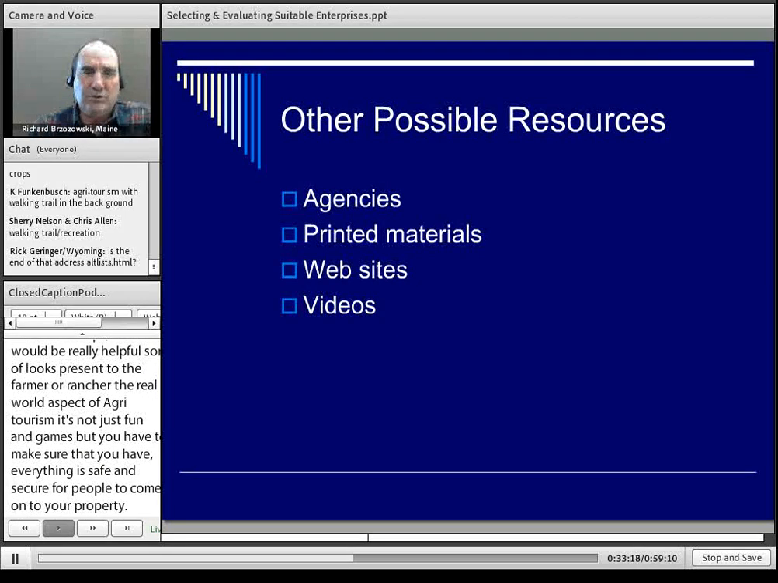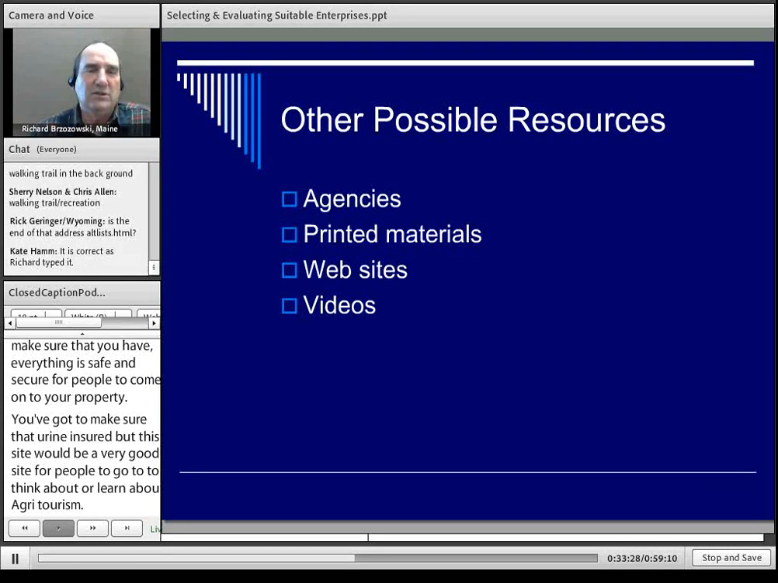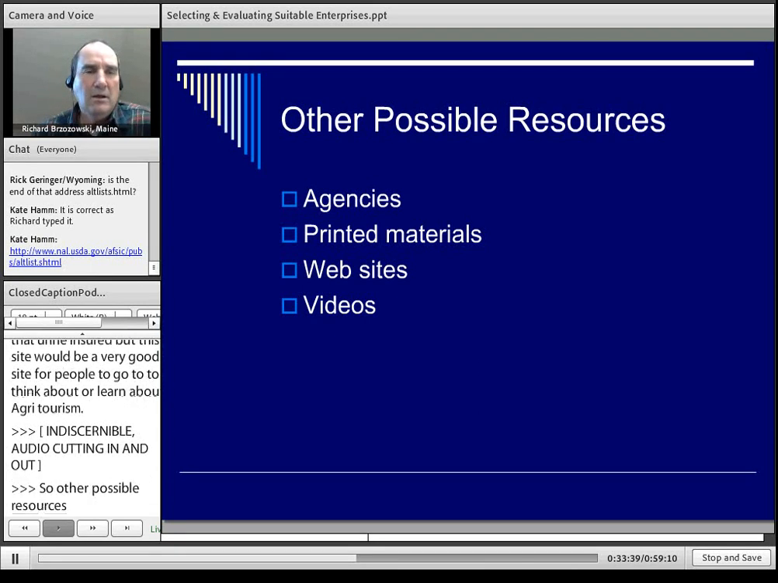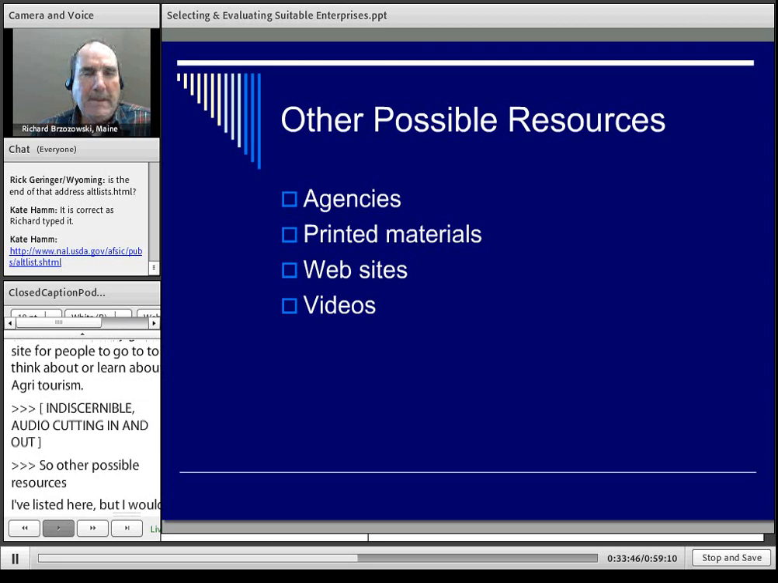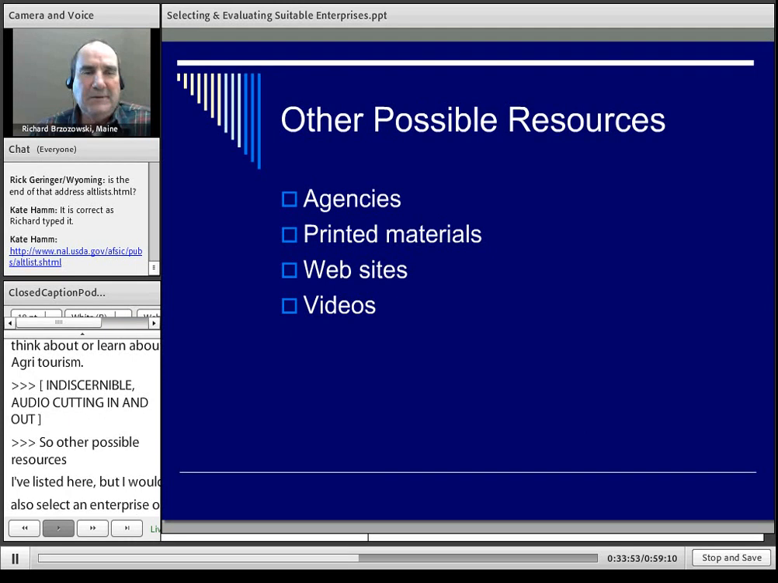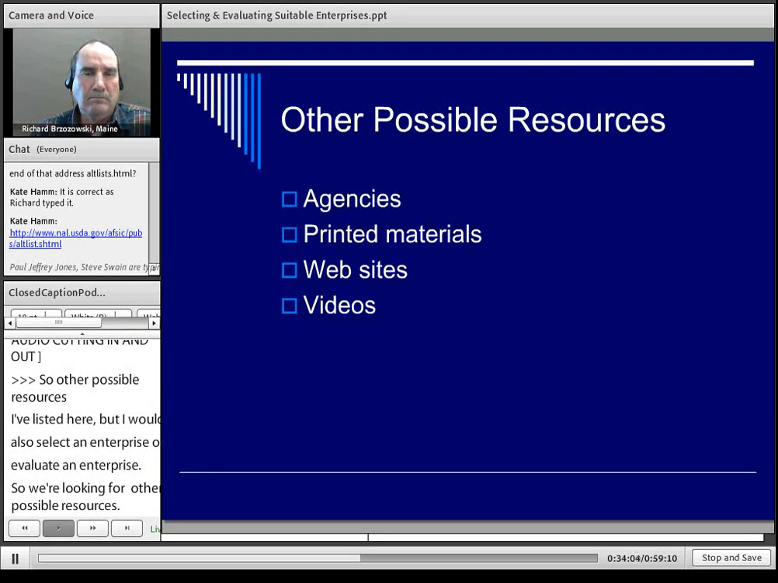So other possible resources I've listed here, but I would also invite each of you to maybe list some resources that you found helpful in helping farmers or ranchers either select an enterprise or evaluate an enterprise. So we're looking for other possible resources, whether it's web links or names of organizations that help farmers, books perhaps. Several people are typing. We'll wait till some things come up.